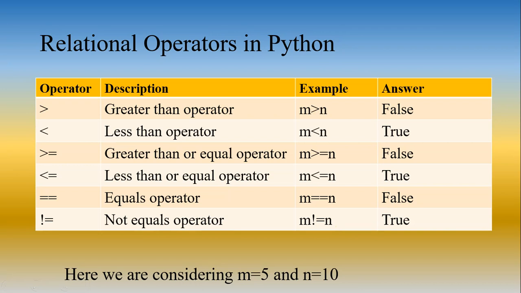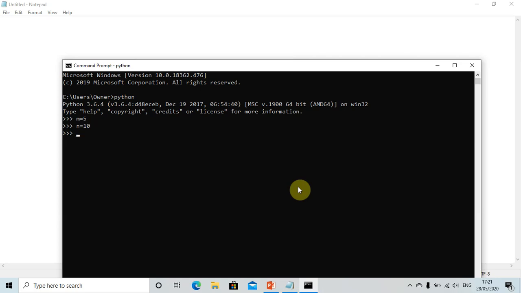Okay. Now, let us look at the demonstration of the relational operators. Also, conditional statements in Python will be seen by us in the lectures that follow. Okay, so I have taken m equal to 5 and n equal to 10. Now let us check the relational operators one by one.